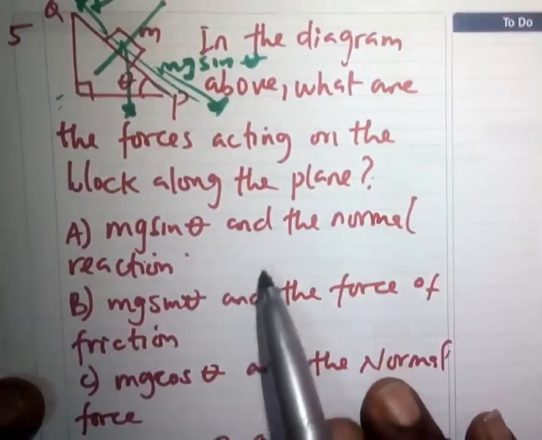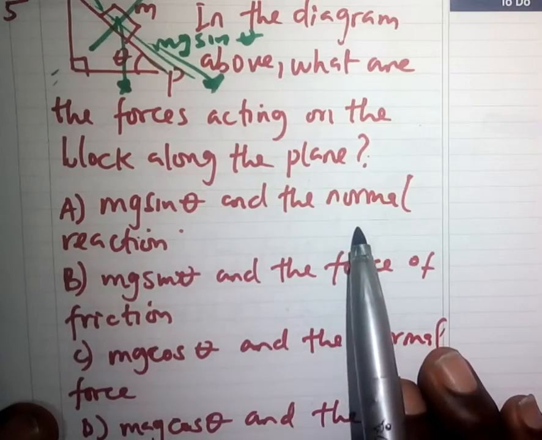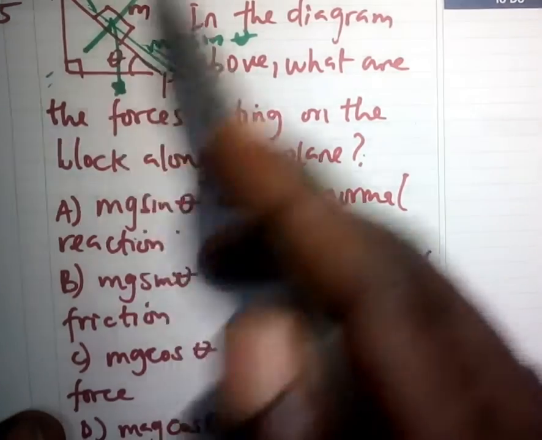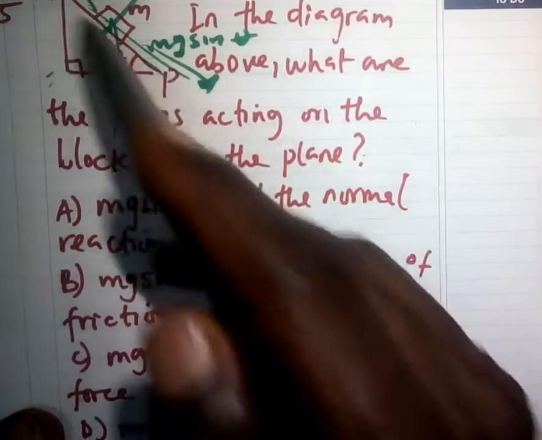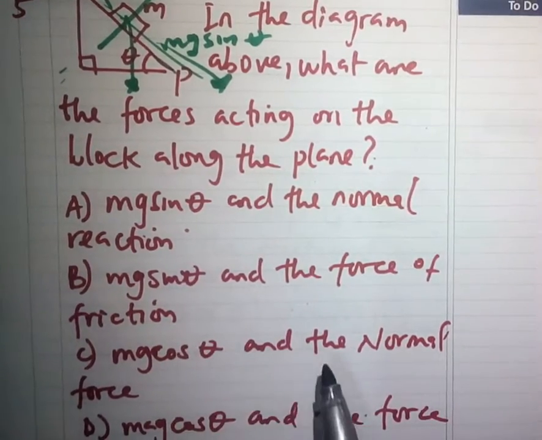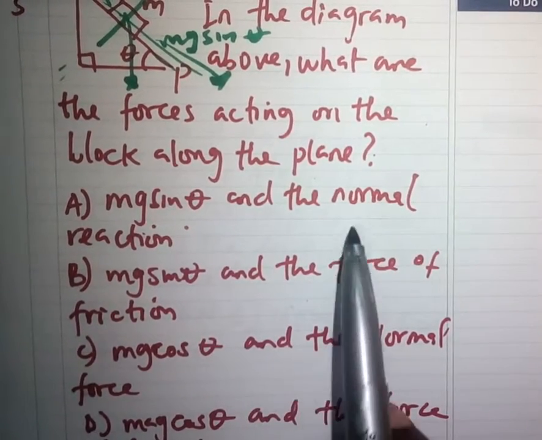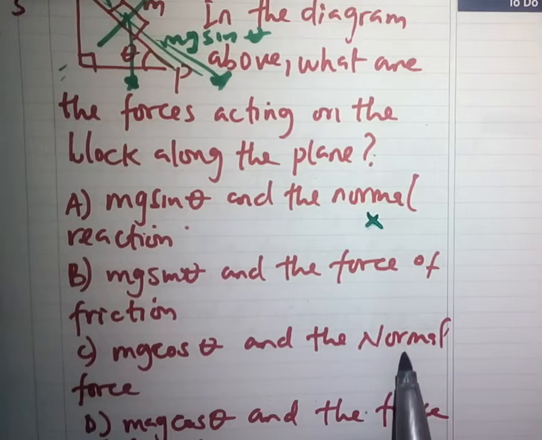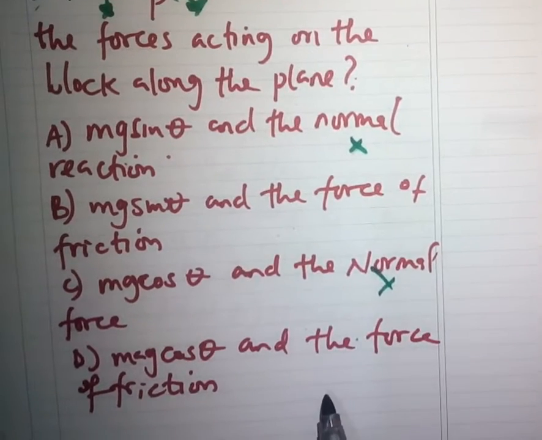So let's check the options. So mg sine theta and the normal reaction. This normal reaction cannot be acting on this body in this direction. So any option that has normal reaction cannot be the answer. This one has normal reaction, so this cannot be the answer. This also cannot be the answer. This one has frictional force, but it also has mg cos theta.